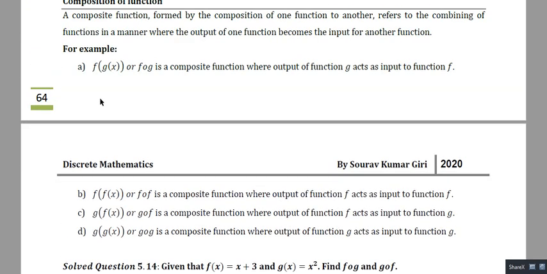Here we are limiting the composition level up to 2, but we can increase the level of composition according to our wish. It can be like f of f of f.